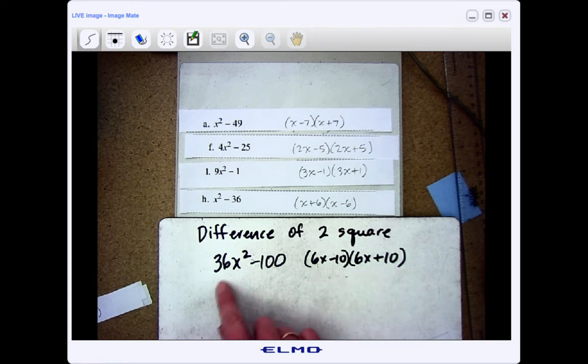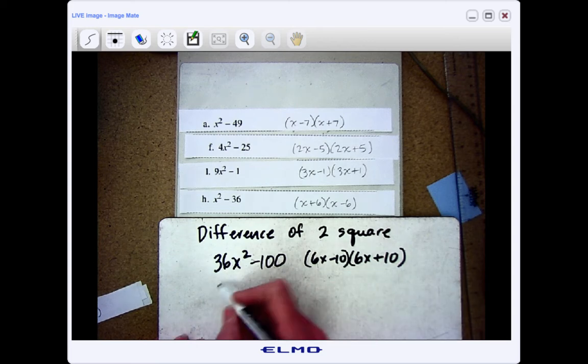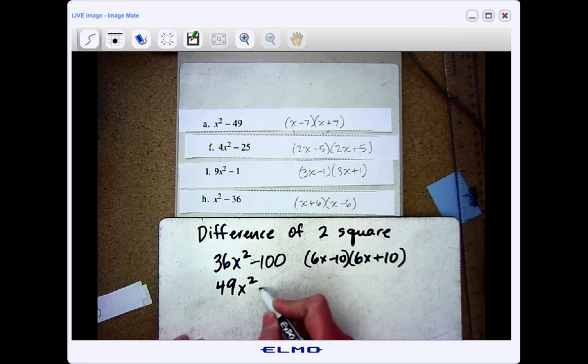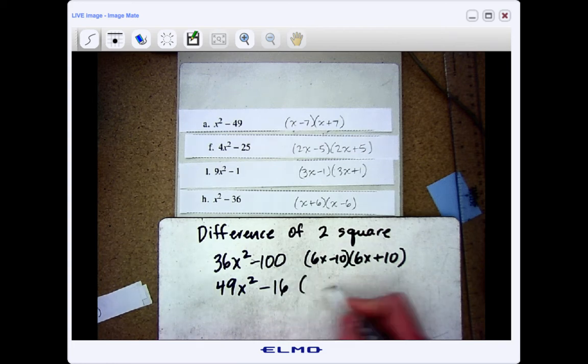So we really probably could have also factored out a factor of, let's see, 4, or 2 from each of these to make it smaller. So maybe that wasn't the easiest example to see one factored completely. Let's look at, let's say I had 49x squared minus, let's see, how about 16? Can you see what that would factor into?